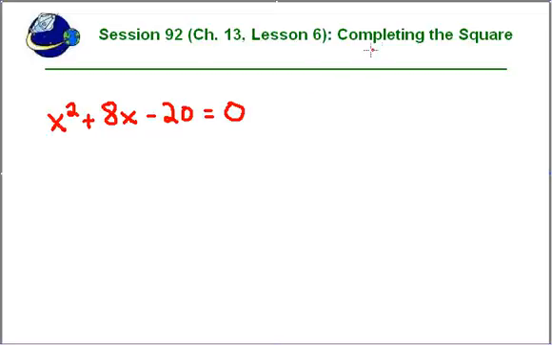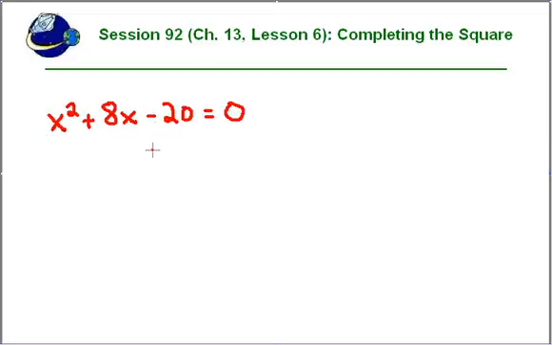In order to complete the square, what we need to do is to leave the x squared monomial as well as the other x to the first monomial, leave those on the same side of the equation, but take the constant and remove it from the left side and get it over to the other side.